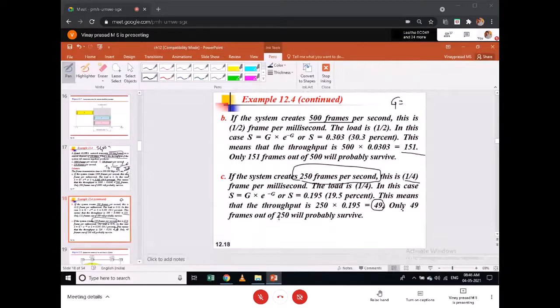rate, or I would say that there will be no collision more in slotted ALOHA as you compare with pure ALOHA. Okay, is that clear?